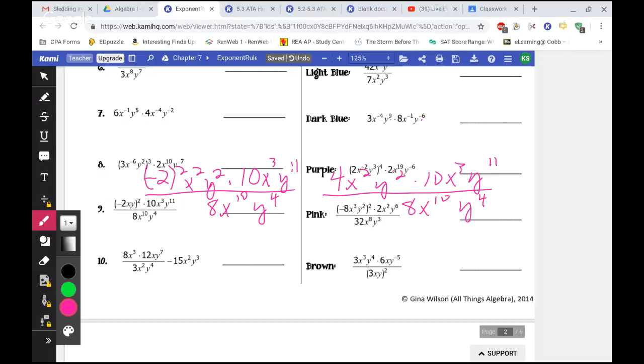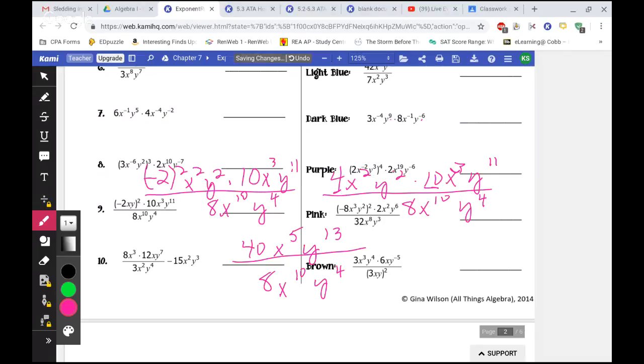Now I'm going to multiply that 4 and the 10. That's going to give me 40. And then x squared and x cubed, when it's the same base and they're being multiplied, that's going to give me x to the 5th. And then y squared and y to the 11th is going to be y to the 13th, all over 8x to the 10th, y to the 4th.